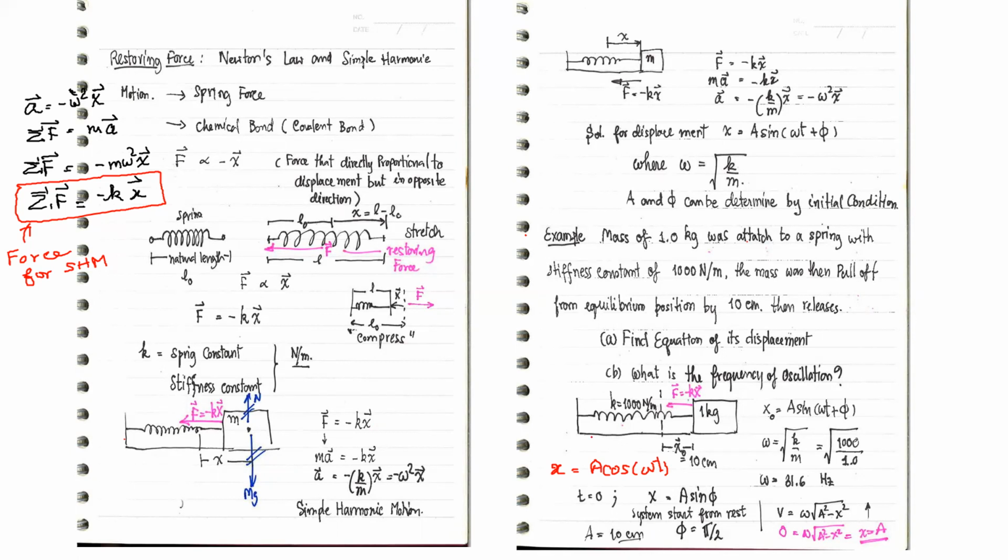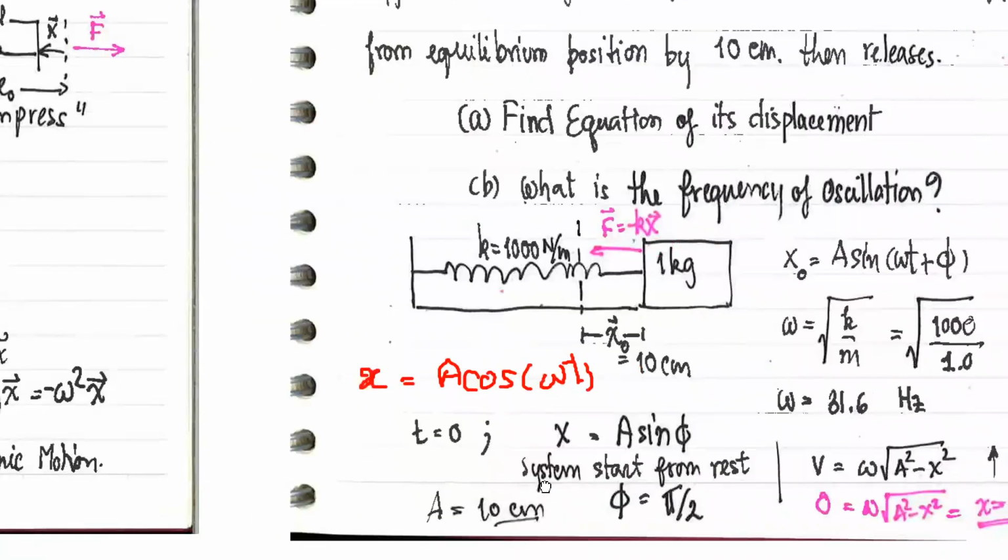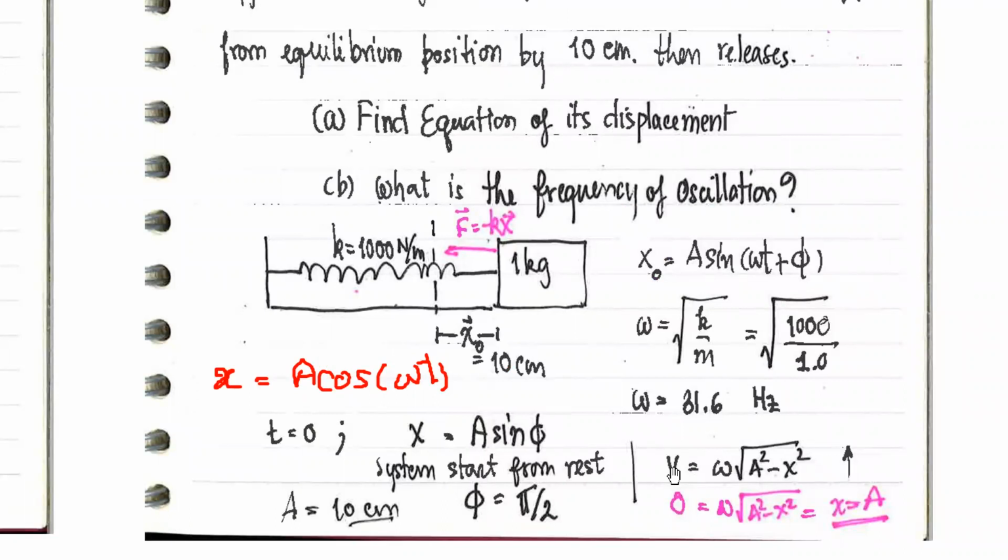Okay, let's take a look at this. We proved here that according to the relation, velocity is omega square root a squared minus x squared. At the beginning, we said that the velocity when you pull it out by x0, 10 centimeters, is 0. So v equal to 0 means that at that point, x0 equal to 10 centimeters is actually the amplitude. So the amplitude is 10 centimeters.